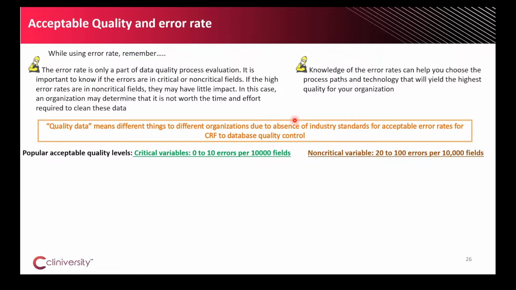Okay. So usually they are saying that the acceptable rate is overall quality of 50 errors per 10,000 fields. So your study database as a whole is good. But if you divide it into non-critical and critical variables, then for critical variables the expectation of good quality data is between 0 to 10 errors, which is an acceptable industry norm. And for non-critical variables, it could be from 20 to 100 errors per 10,000 fields.